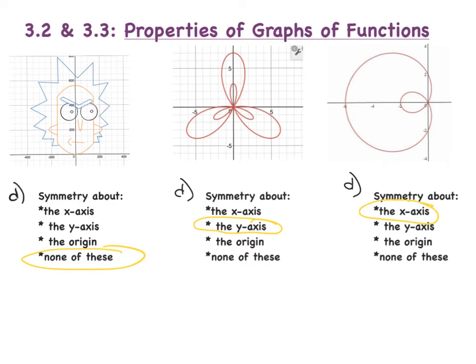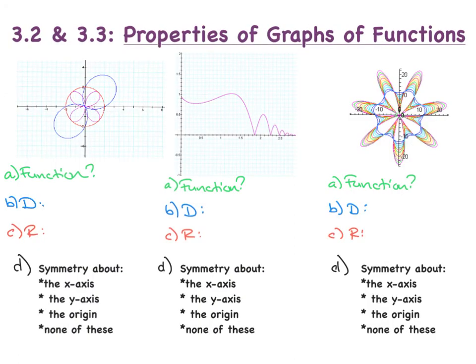Okay, let's look at 3 more graphs. So let's ask ourselves the same 4 questions for these 3 examples. Is what we're looking at a function, meaning is y a function of x in the picture? What's the domain? What's the range of that function or of that relation? And is there symmetry about the x-axis, y-axis, origin, or none of those?